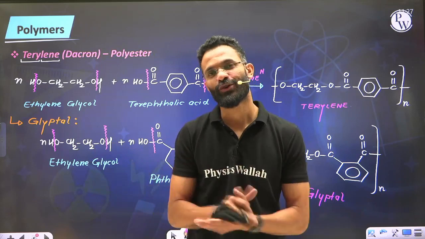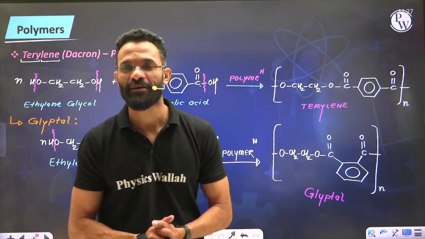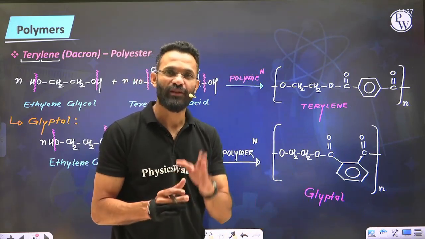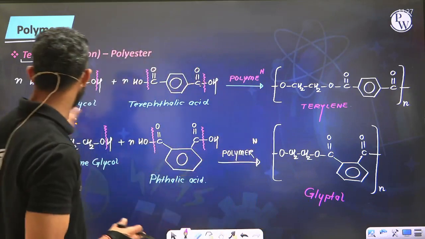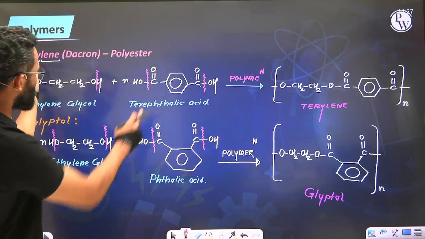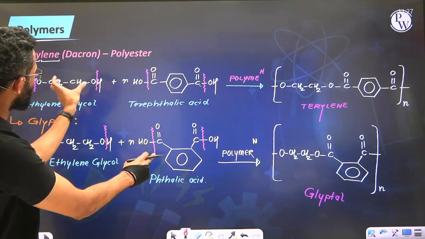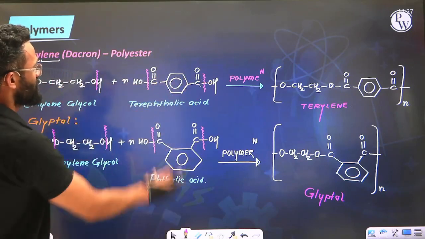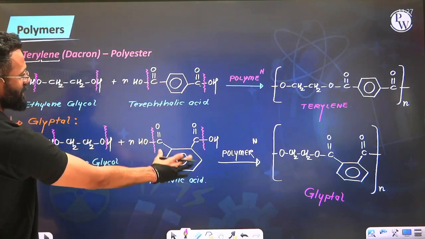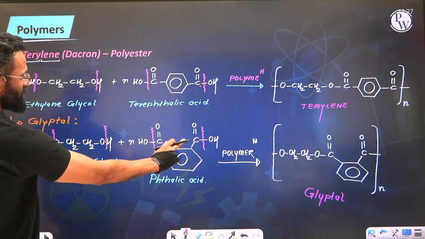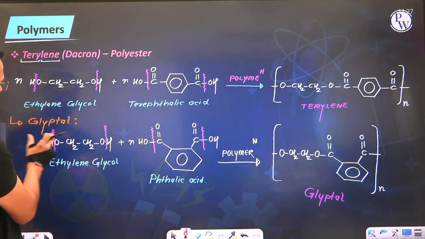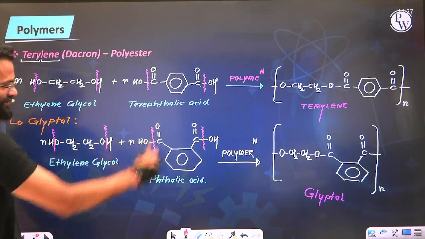And guys, then we saw the polyester. We studied two examples of polyester. First one is terylene, as the name suggests. Teri stands for terephthalic acid, lene stands for ethylene glycol, and you got polyester. Instead of terephthalic acid, if I just take phthalic acid having two COOH adjacent to each other, we call it glyptal. That is ethylene glycol and phthalic acid.